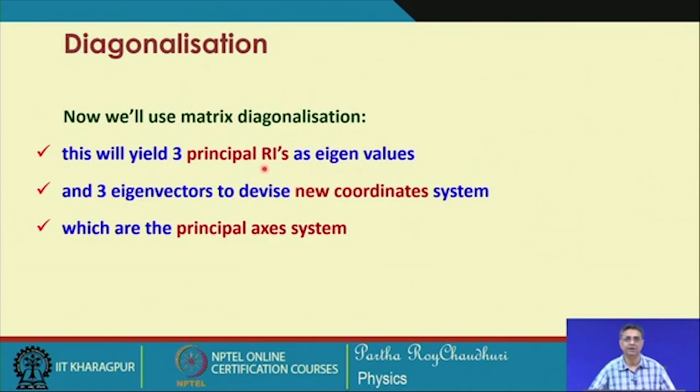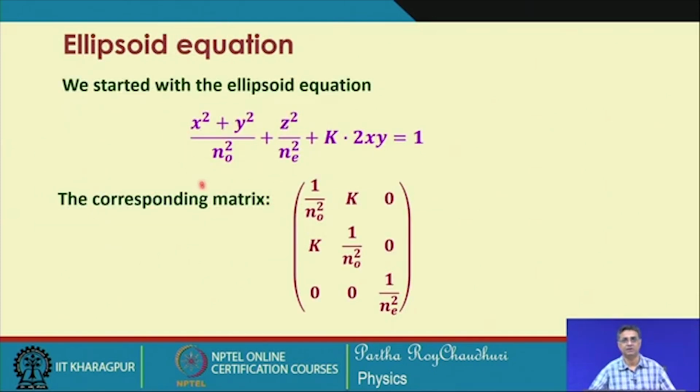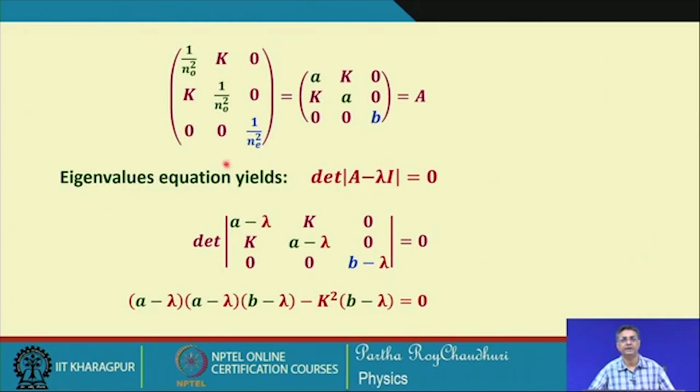Now, we will use this matrix diagonalization. This will yield 3 principal refractive indices as eigenvalues. These 3 eigenvectors will be used to devise the new coordinate system, which will correspond to the transformation, and this will give you the new principal axis system. So, this is the mathematical operation that we will perform with this ellipsoid matrix, the index ellipsoid matrix. So, this matrix we just write for 1 by n o square equal to a, 1 by n o square equal to a, and 1 by n e square equal to b.